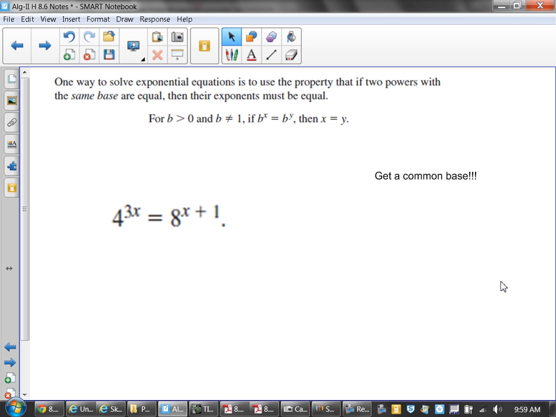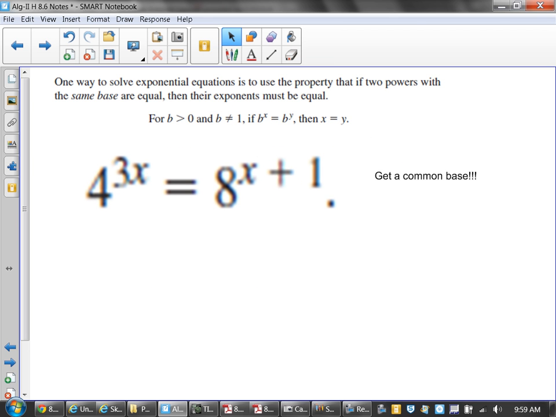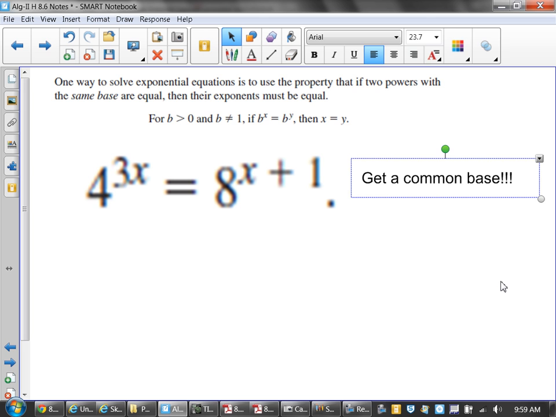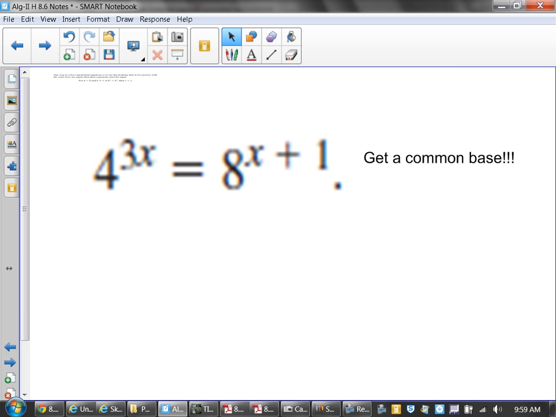In order to solve simplistic log equations, one of the rules that we're going to use is that I want to be able to get a common base. Okay? If you look at a problem like this, notice where our variables are. They're up in the exponents. It's 4 to the 3x and 8 to the x plus 1. That x plus 1 is the whole exponent.